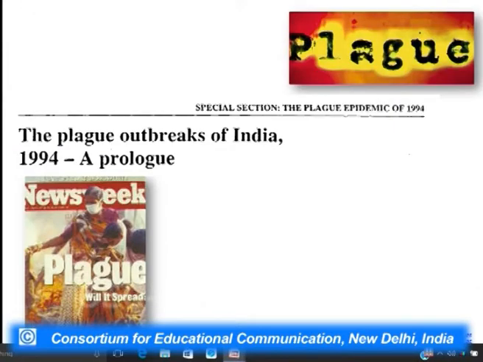Now, let us go to the next disease, which is plague. As you can see, there was an outbreak of plague in India in 1994. It was almost of epidemic proportion. This is a Newsweek issue that week where it says, "Plague, will it spread?" It was really rampant in 1994.